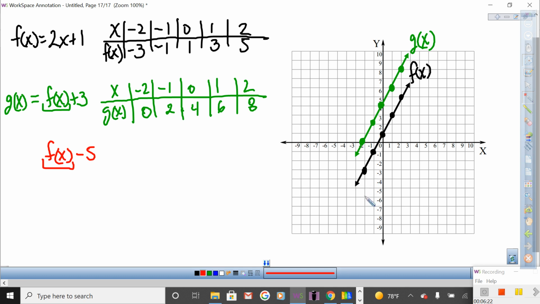Down 5. So each of these points down 5. 1, 2, 3, 4, 5. Yes. 1, 2, 3, 4, 5. And 1, 2, 3. Oh, that's it. My bad. Okay.